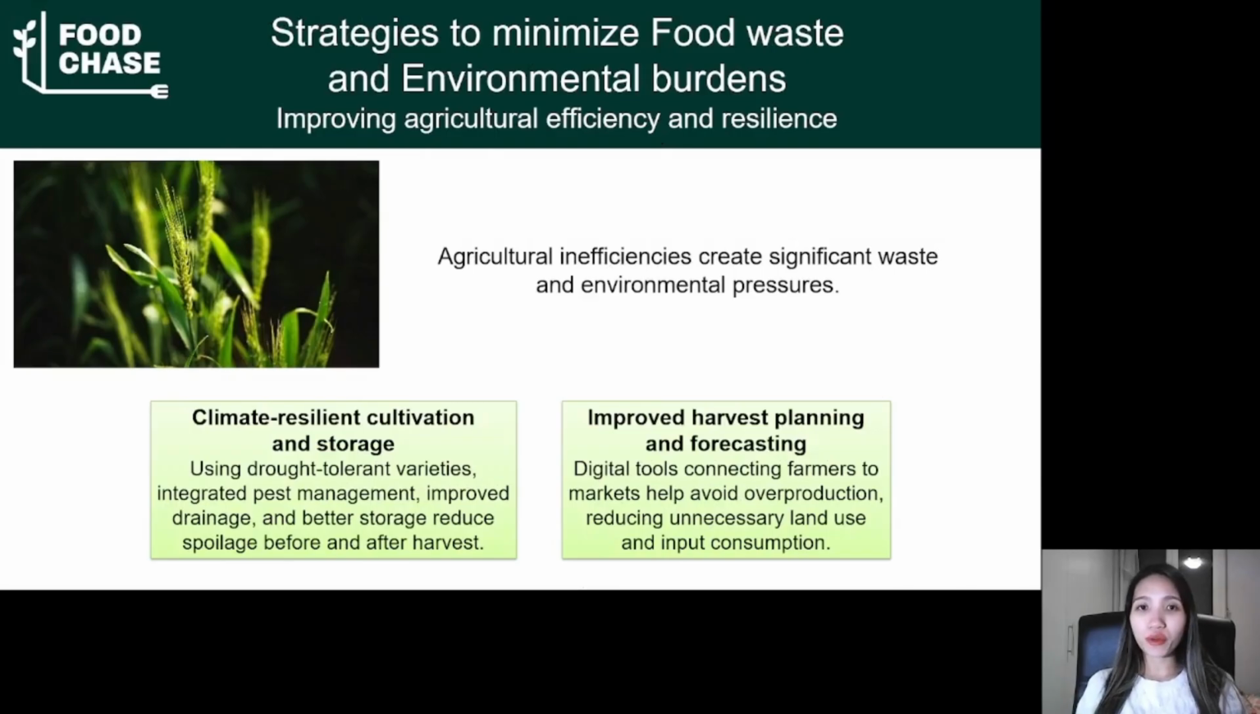Starting from the primary production, agricultural inefficiency creates significant waste and environmental pressure. So, some strategies that can be applied include climate resilient cultivation and better storage. By using drought-tolerant varieties, integrated pest management, improved drainage, and better storage, we can reduce spoilage before and also after our harvest. Improved harvest planning and forecasting is another strategy in which digital tools that connect farmers to market can help avoid overproduction, reducing unnecessary land use and input consumption.